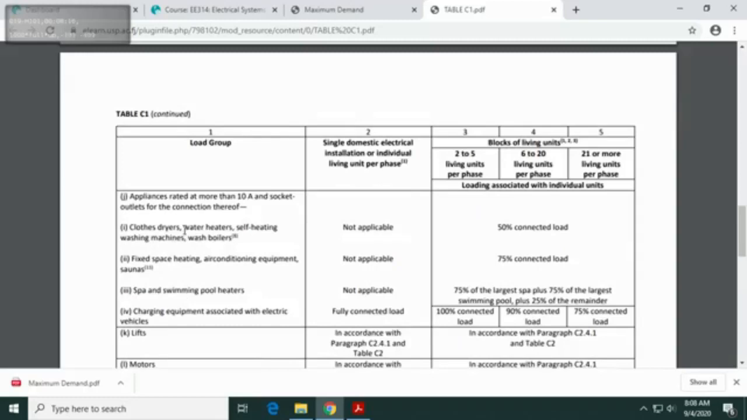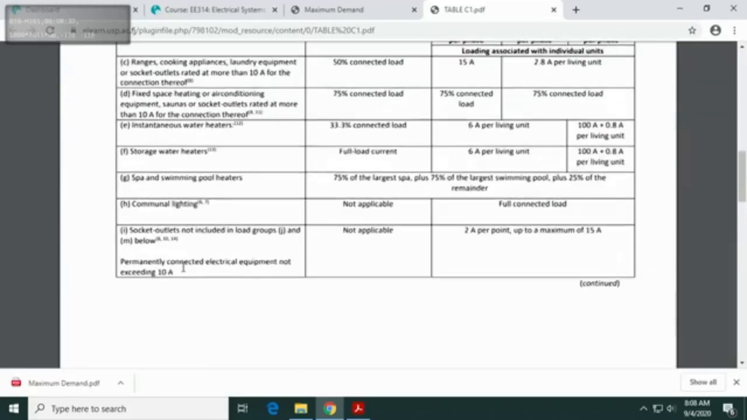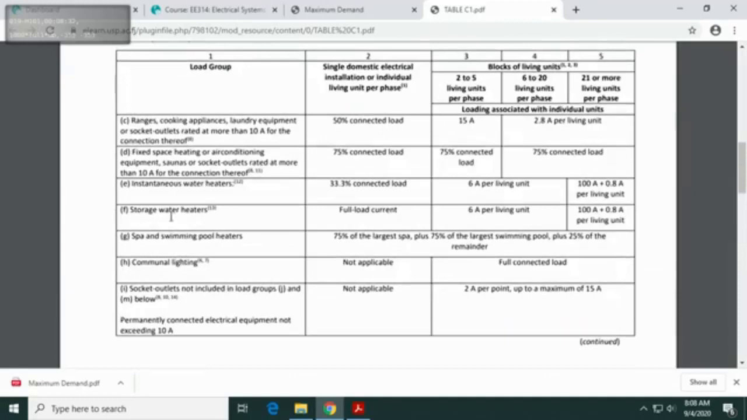You can see there are water heaters here in group J, but the thing is it is in combination with the socket outlet, more than 10 mm socket outlet. Here it doesn't specify a socket outlet, so we will be looking at normal storage water heaters, group F.